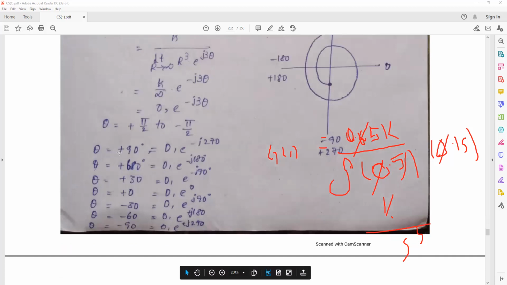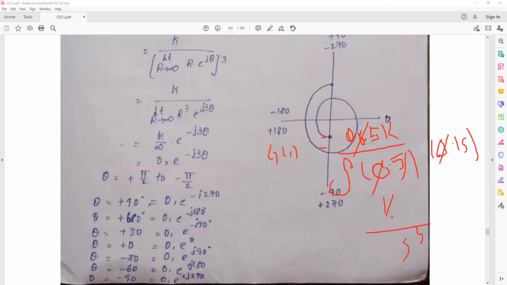I substituted the values from 90 to 60, 30, 0, minus 30, minus 60, minus 90. So substitute all the values into the magnitude value and the phase value. The phase values are minus 270, minus 180, minus 90, 0, then 90, 180, 270 degrees.